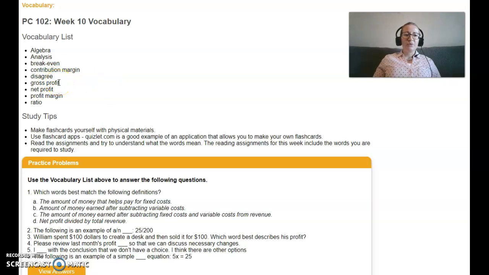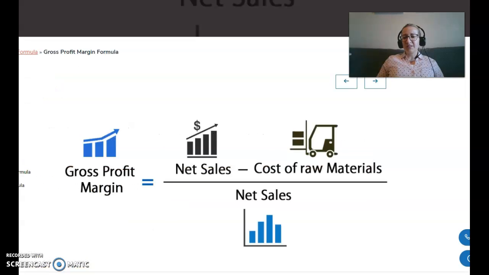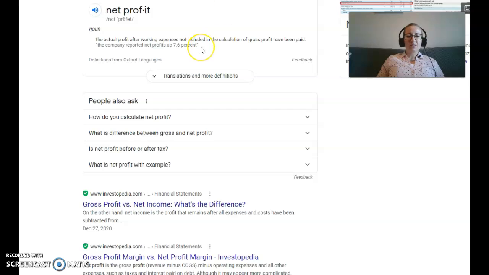The next one is called gross profit. Gross profit is your sales minus the cost of materials. That is the gross profit. Next word is net profit. Again, net profit. And this is the actual profit you get that's not including the gross profit that's been paid. So basically, your overall total payment that you bring home.